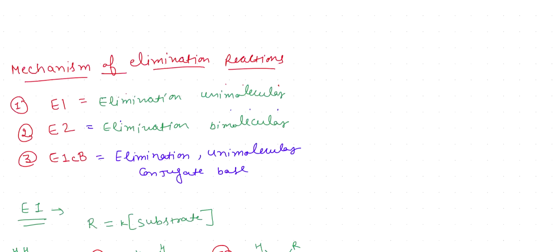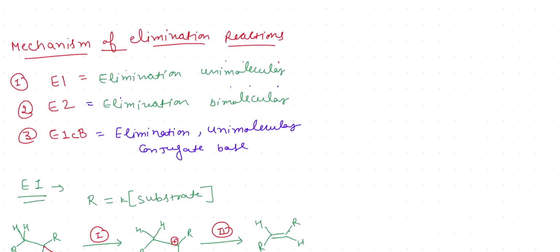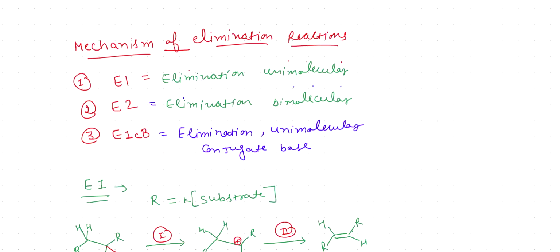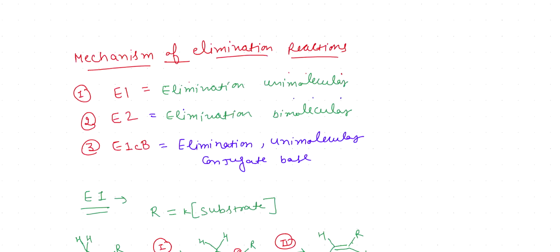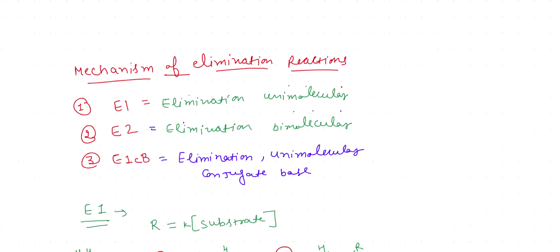Next is, in our previous lectures, we have discussed the mechanism of nucleophilic substitution reactions in detail. These are of two types, SN1 and SN2. Similarly, elimination reactions also proceed via different mechanisms. The first one is E1, the second one is E2, the third one is E1cB.